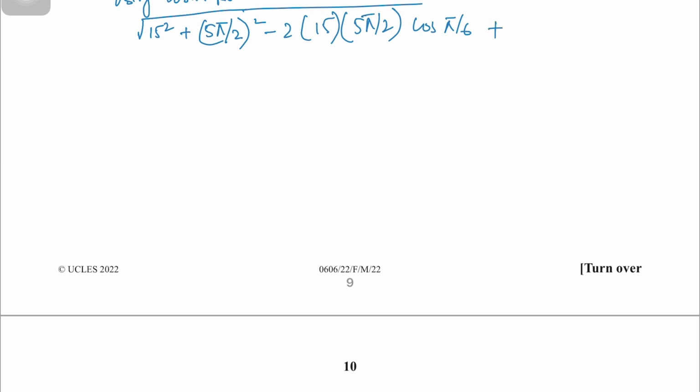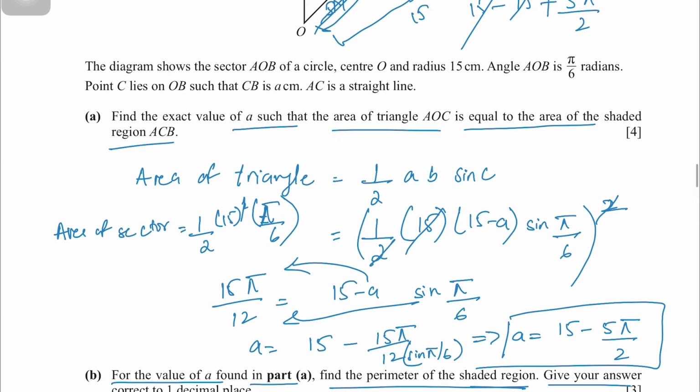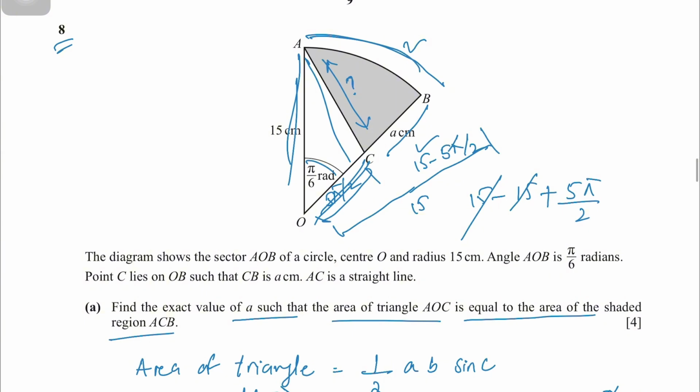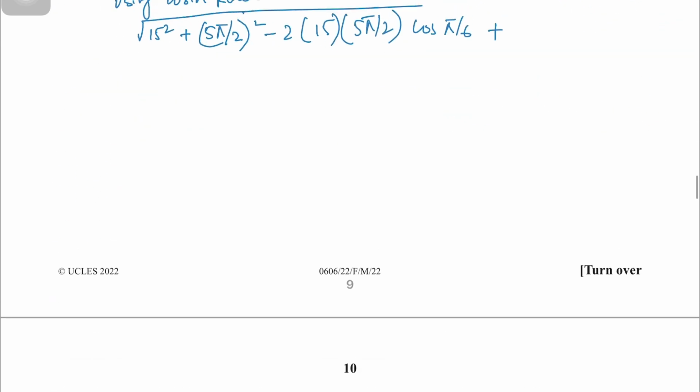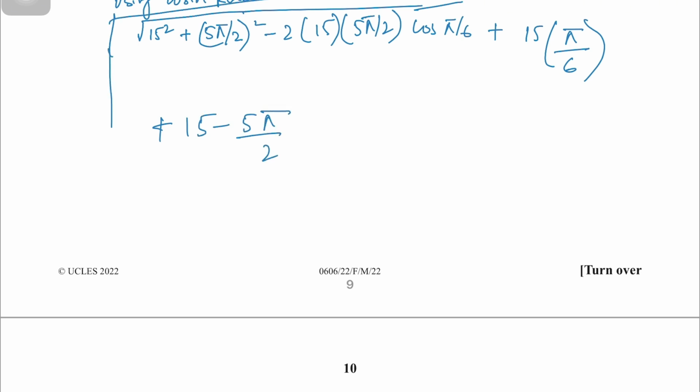And then we'll add all the other things, that is AB arc. AB arc can be calculated as r theta. Our r is 15 and our theta is pi by 6. This is basically our A, that is 15 minus 5 pi by 2. Let's just add other things. This would be 15 multiplied by pi by 6, and adding our A, that is 15 minus 5 pi by 2. Now when we solve this, we get our answer as 24.1.